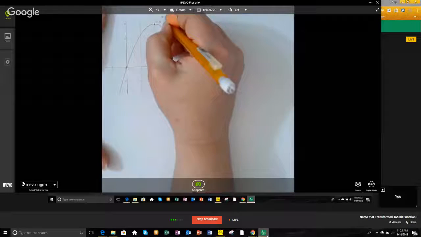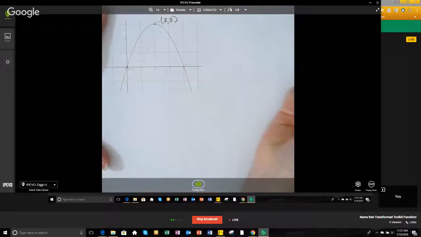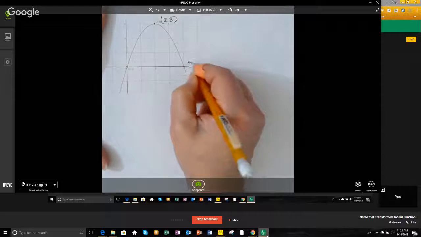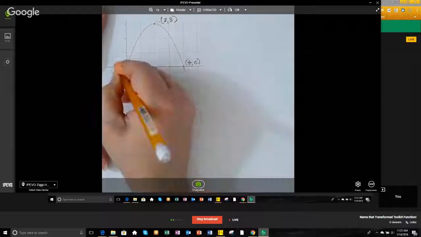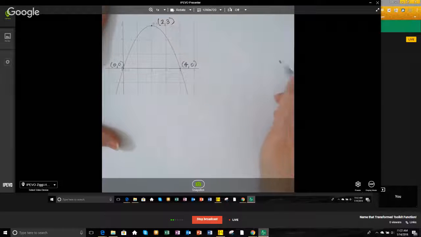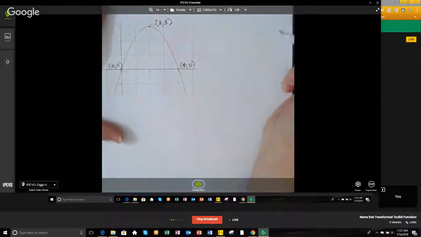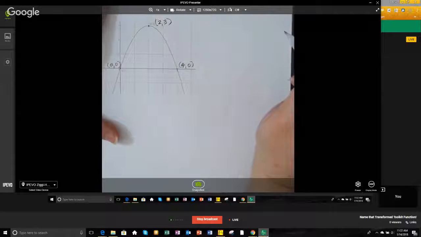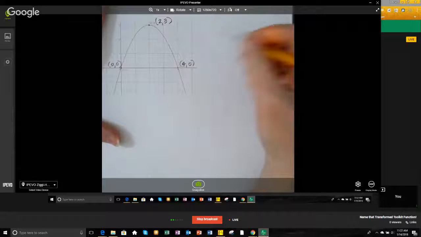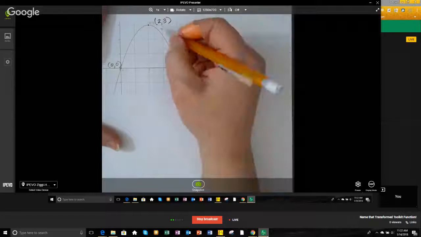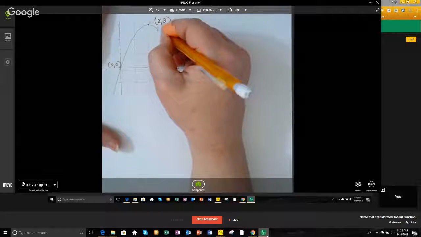Here we go. This one is a quadratic. And if you can't see, for the video's sake, this is the point (2, 3) up here. This is the point (4, 0). This point here is the origin (0, 0). And this is an upside down quadratic. And there are two forms that we could use to find the equation of this quadratic. And most people would start with vertex form because they gave us the vertex here.